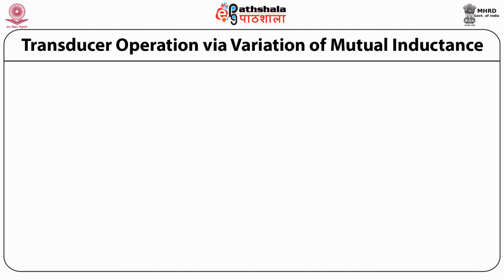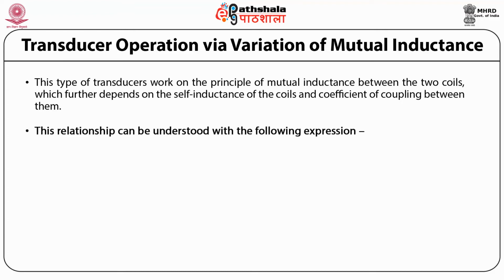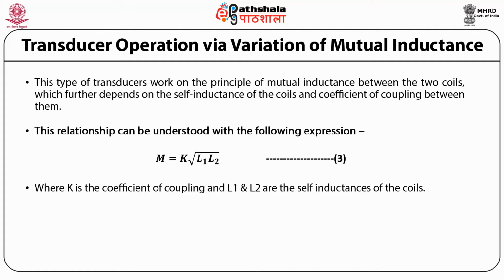An inductive transducer can be used for measuring linear as well as angular displacement. Transducer operation via variation of mutual inductance. This type of transducer works on the principle of mutual inductance between the two coils, which further depends on the self-inductance of the coils and coefficient of coupling between them. This relationship can be understood with the following expression: M = K multiplied by root of L1 into L2. This is equation 3, where K is the coefficient of coupling and L1 and L2 are self-inductances of the coil.